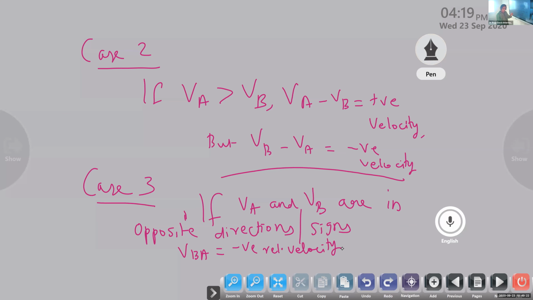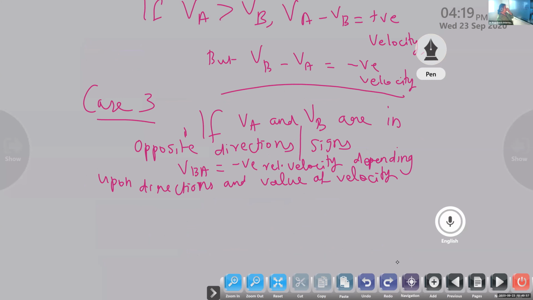It depends upon the direction. If you take A is coming in the positive direction and B is coming in the negative direction, VBA is a negative relative velocity depending upon directions and values. Value of velocity. If B has more velocity, then it's not necessary you will get negative.